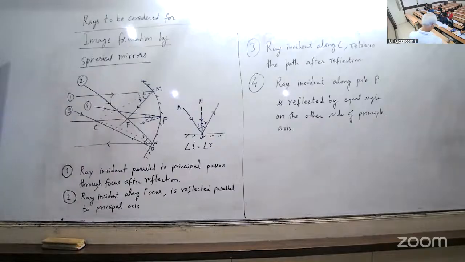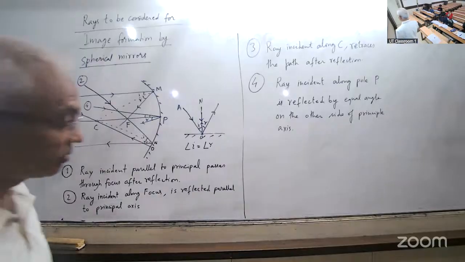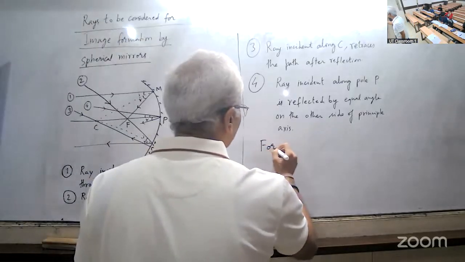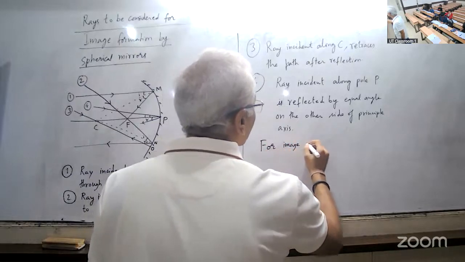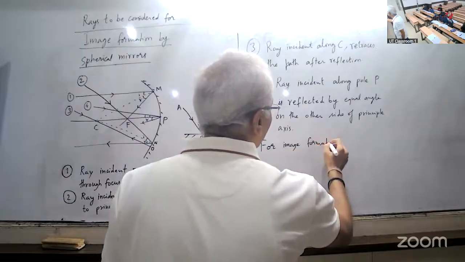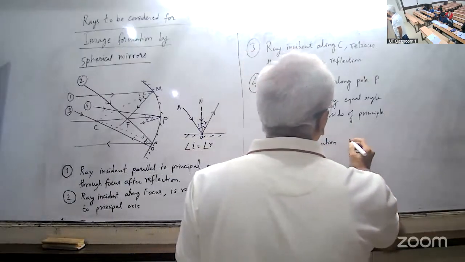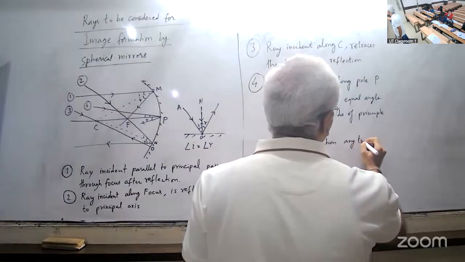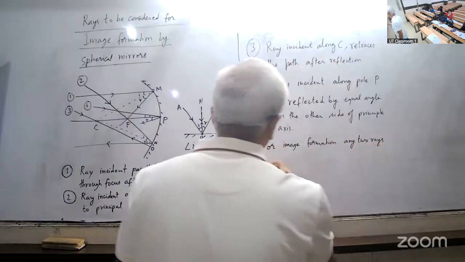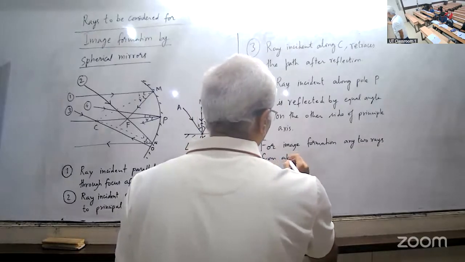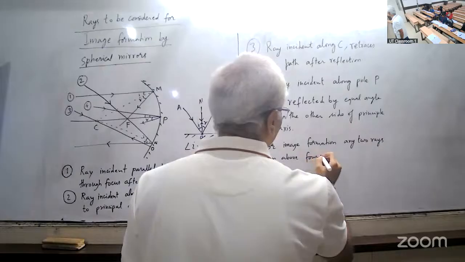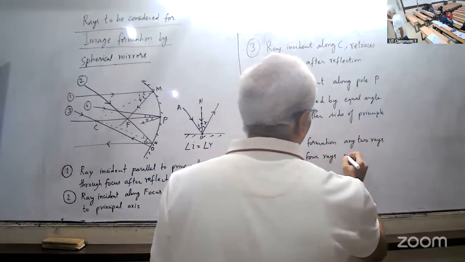ठीक है। अब इमेज फॉर्मेशन के लिए हम जो भी डायग्राम बनाएंगे, इन चार में से कोई भी दो रे से हम बना सकते हैं, चारों रे की जरूरत नहीं है। ओके। सो फॉर इमेज फॉर्मेशन any two rays from above 4 can be considered.